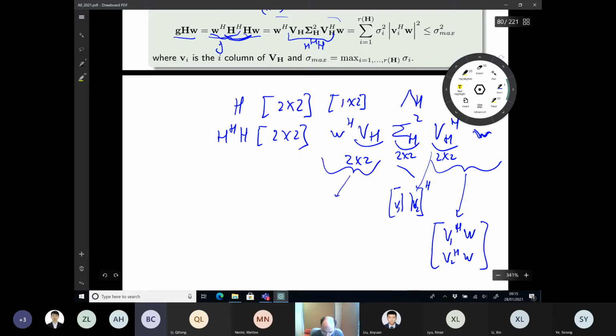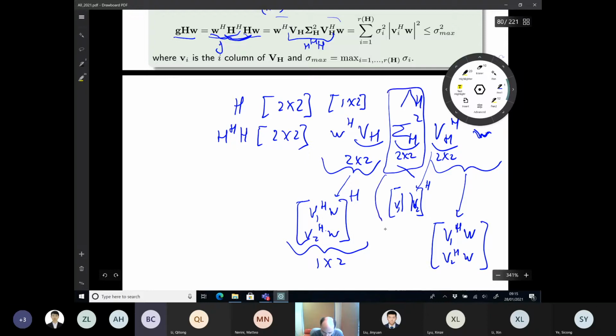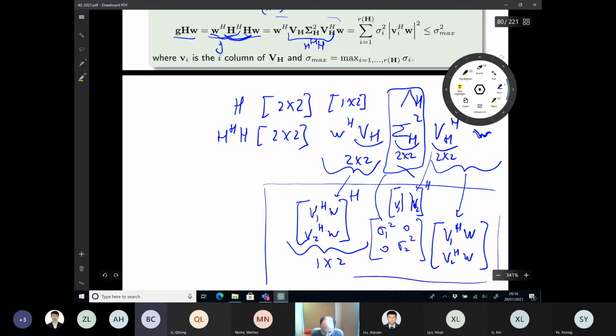Here, I'm going to have what? I'm going to have the transpose of that. So I'm going to have V1 Hermitian W, V2 Hermitian W, and I take the transpose of that. So this is going to be a 1 by 2, right? And now I have here a 2 by 2. I can write this sigma 1 square, sigma 2 square, right? This is a diagonal matrix, 0 and 0, right? So this is a scalar, essentially. This relationship here is a scalar.